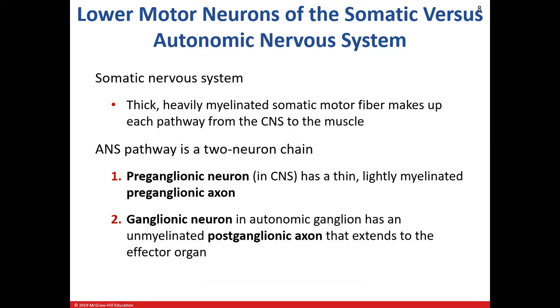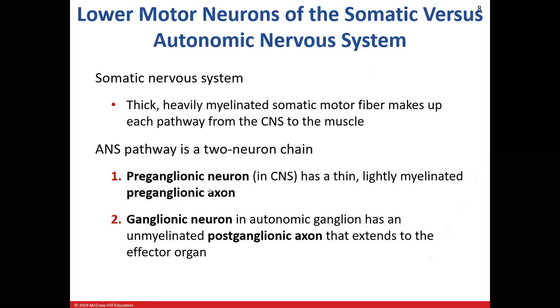However, the lower motor neurons within the autonomic nervous system pathway is a two-neuron chain. We have a preganglionic neuron that's found within the CNS, or at least the cell body is found within the CNS. And it has a thin, lightly myelinated preganglionic axon. Now, the ganglionic neuron is going to be found within an autonomic ganglion, and it's going to have an unmyelinated postganglionic axon that extends to the effector organ.